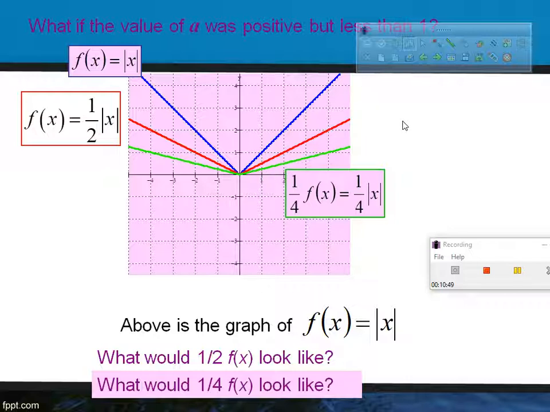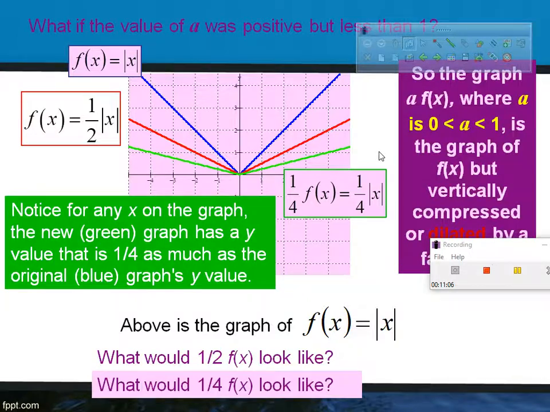So multiplying changes either compression or stretching depending on if you multiply it by a whole number or a fraction that's between 0 and 1. It's got to be between 0 and 1. All right, and so that's the examples for that.